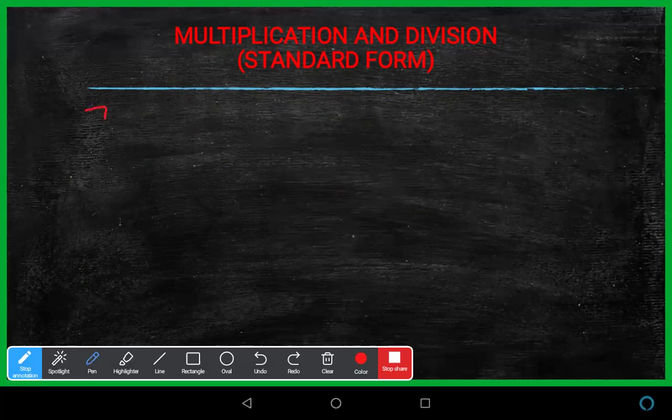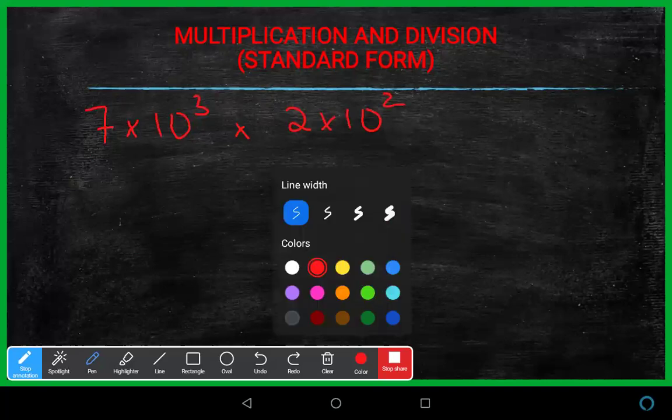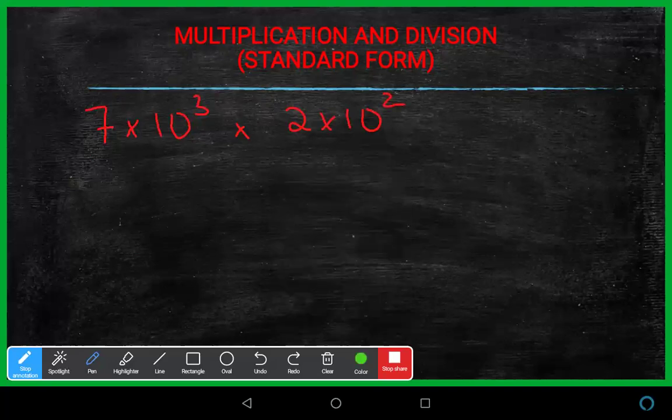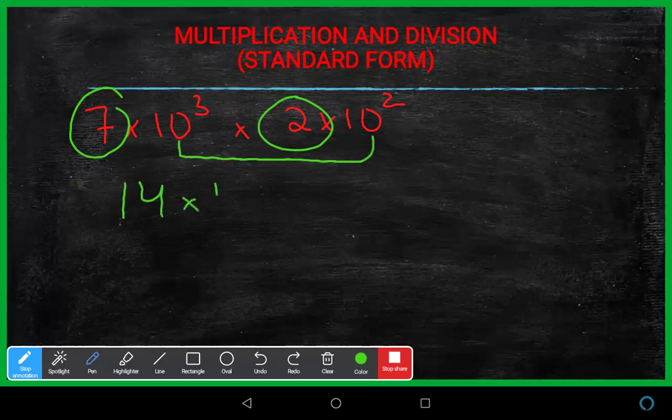For example, we have 7 multiplied by 10 raised to the power 3 multiplied by 2 multiplied by 10 raised to the power 2. For example, we have this question. Now, remember that in multiplication, the concept is very easy. Just multiply the numbers. 7 times 2 is 14. Now, multiply 10 to the power 3 by 10 to the power 2. As we learned in the laws of indices, when the bases are the same, the powers will be added. It will become 10 to the power 5.